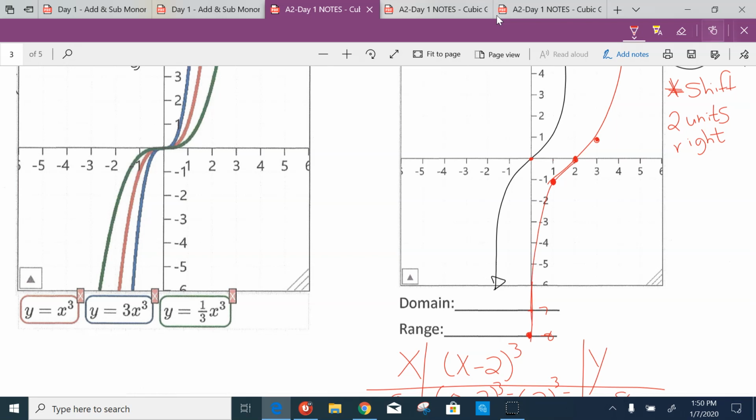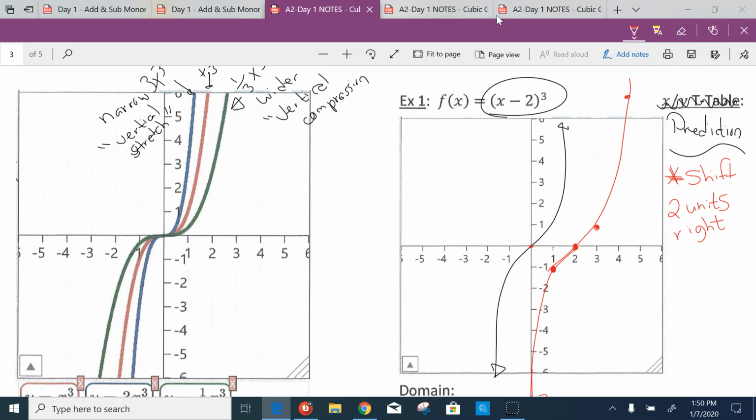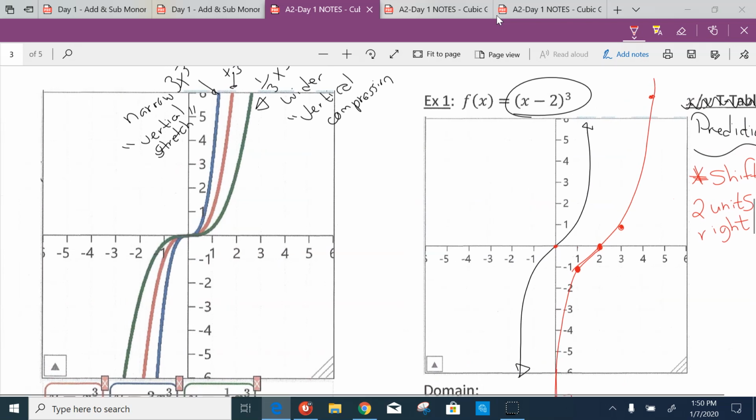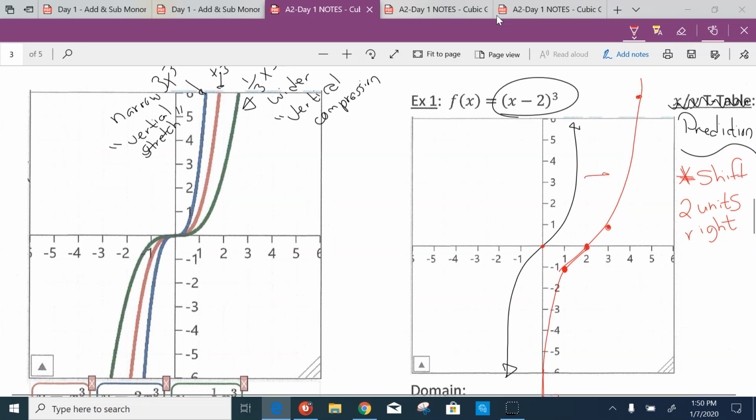And that's exactly what I predicted. I have the parent graph that shifted 2 units to the right. Everything moved over 2 squares to the right. So there's the basic graph. It is sloppy because my screen is so huge and I can't fit it all in one frame. So it's a little hard for me to get the perfect graph, but I think you guys get the idea.